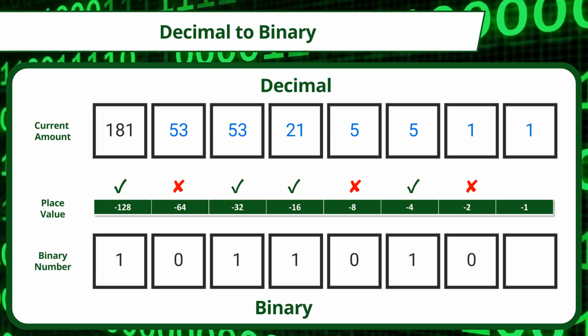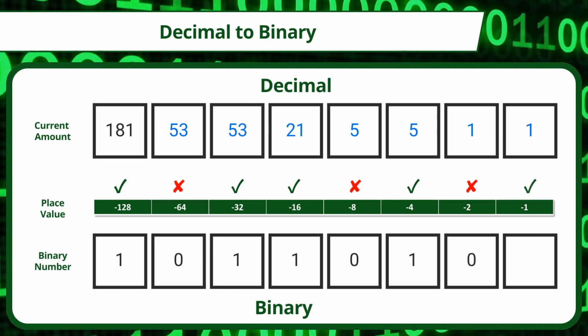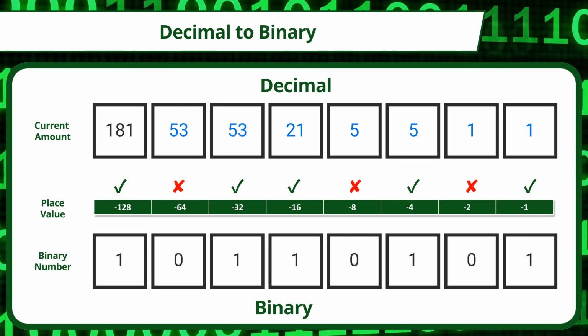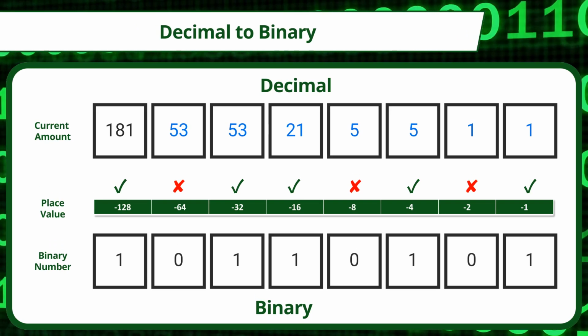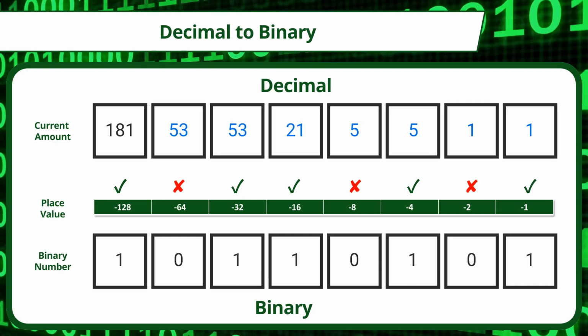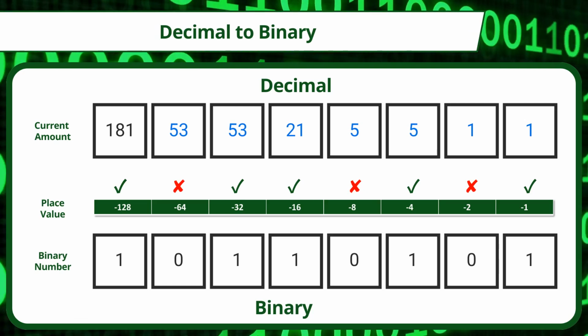Finally, we reach the 1's place. Can 1 fit into 1? Yes, it fits perfectly. We place a final 1 to finish off our binary number. Subtract the place value, and that brings our current amount to 0. And ending up with 0 is a good thing. End up with anything but 0 and you probably made a mistake. Most likely with a comparison check or a subtraction calculation.